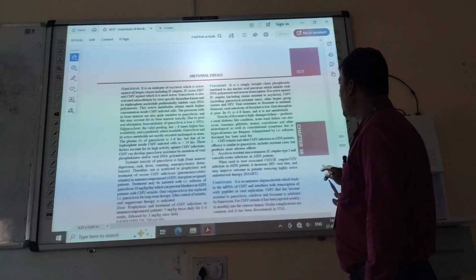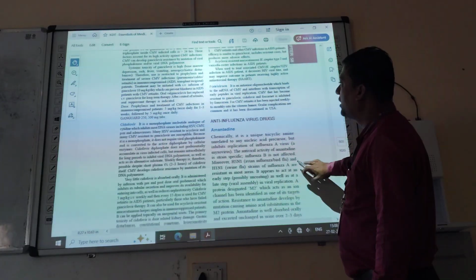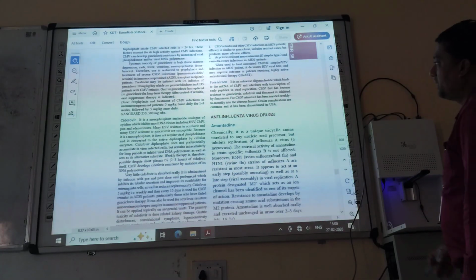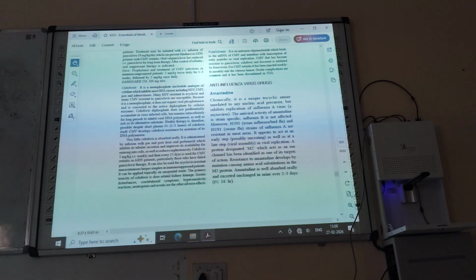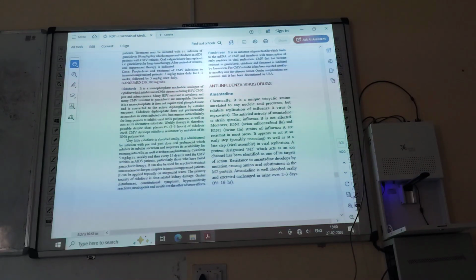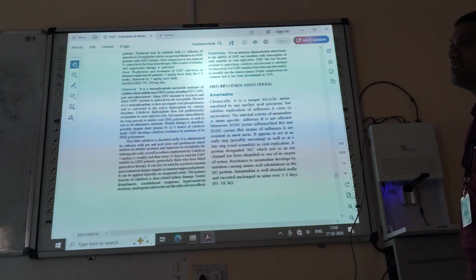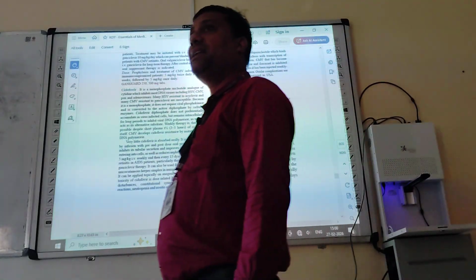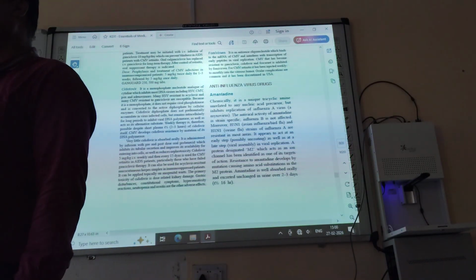Acyclovir is an important antiviral drug, and many antiviral drugs are there. You have to read it. Then anti-influenza virus drugs, amantadine. It is also an important antiviral drug. Amantadine, chemically it is a unique tricyclic amine. The tricyclic antidepressant drug is also there.